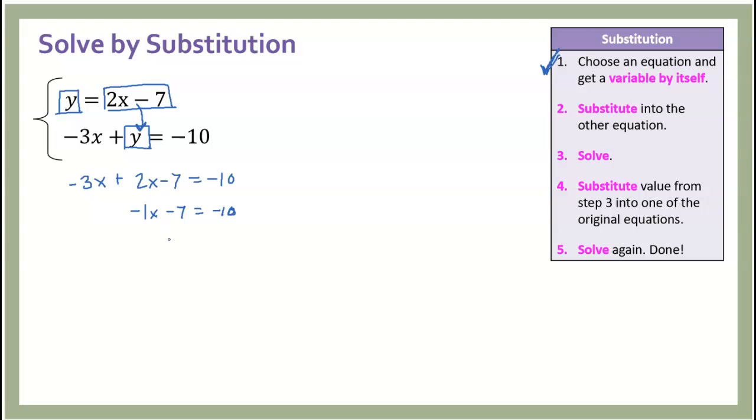We're going to add 7 to both sides. We're getting x by itself. These 7's will cancel. We have negative 1x equals negative 10 plus 7, which is negative 3. Now I need to divide both sides by negative 1 to get x by itself, because we're multiplying over here. We get x equals negative 3 divided by negative 1. That's going to be positive 3. So then we substituted and solved. Those are the steps we just took.